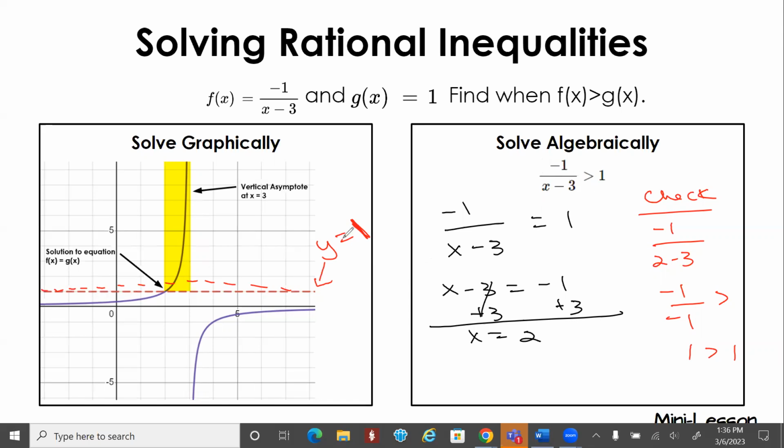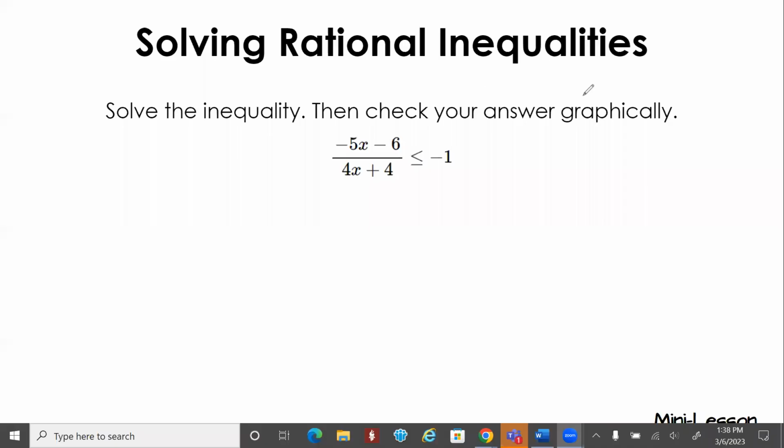So this line right here is y equals 1, which means that we want to know when the function is going to be greater than 1. And so that's going to happen between 2 to 3. So the way that we write that out is we say from 2 to 3.